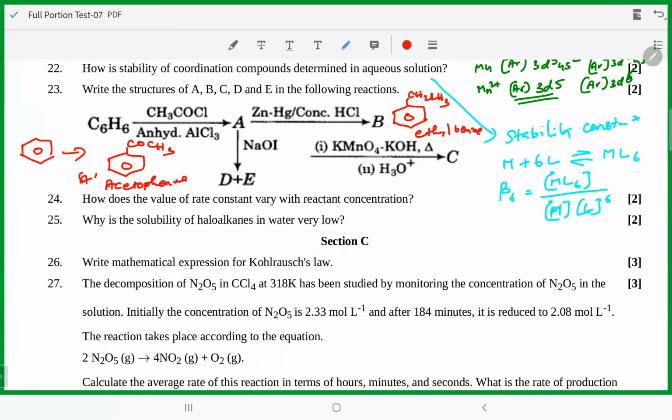And then B, treated with KMnO4 and potassium hydroxide and then hydrolysis. Very strong base, it hydrolysis means it will give benzoic acid. Okay, and then A is treated with sodium hypoiodite, NaOI. When you treat iodine plus NaOH, it will give sodium hypoiodite. That will oxidize the CH3 group, and it becomes CHI3 plus COONa.